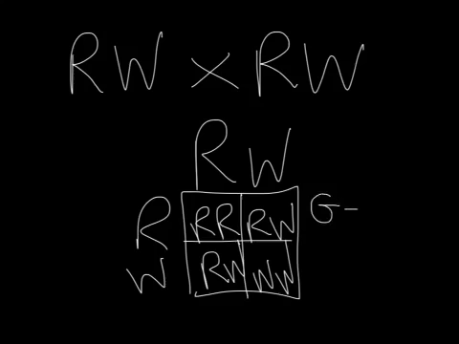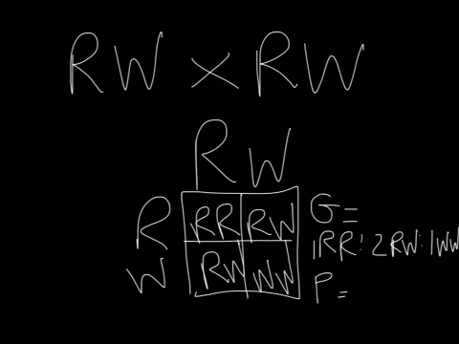And what happens is that your genotypic ratio ends up being 1 capital R capital R to 2 capital R, capital W's to 1 capital W, capital W. Your phenotype ends up being 1 red to 2 roan to 1 white.